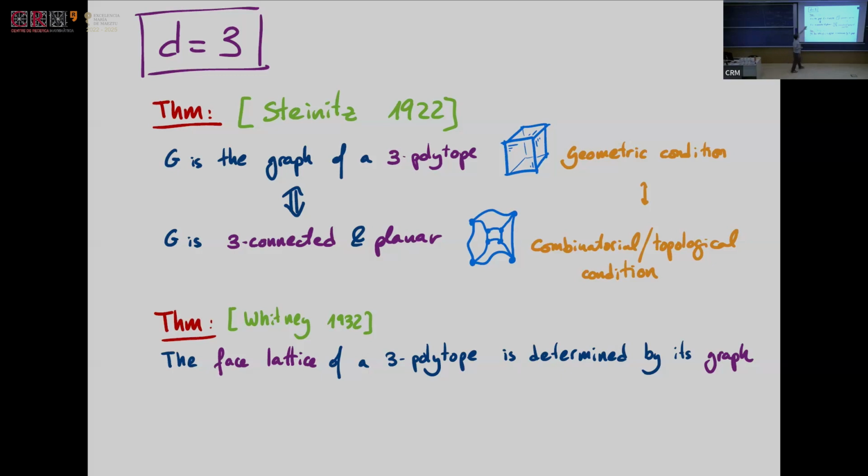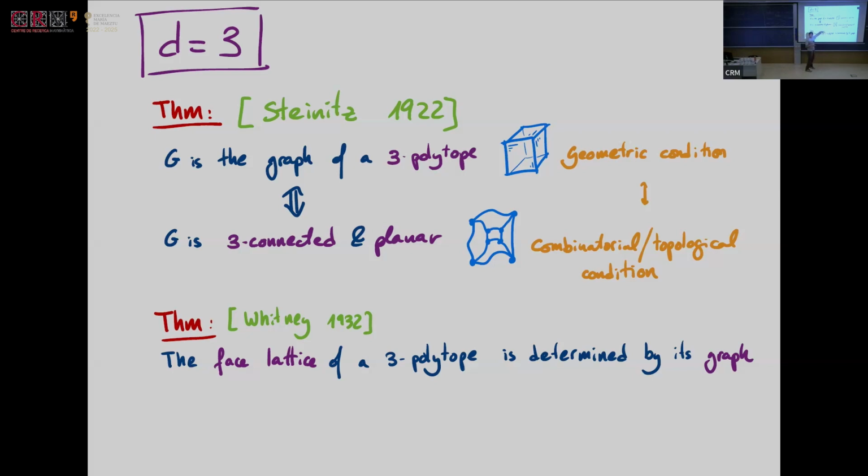If you join this theorem that characterizes graphs of polytopes with the fact that if you know the graph of a three-dimensional polytope, then you know the whole face lattice. This is only for three-dimensional polytopes, but if you know the graph of a three-dimensional polytope, you can tell who is a face, because the faces are the non-disconnecting cycles of the graph. Again, not hard to prove.